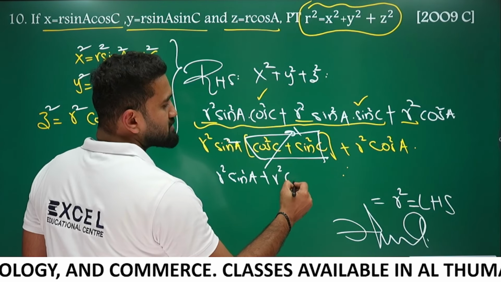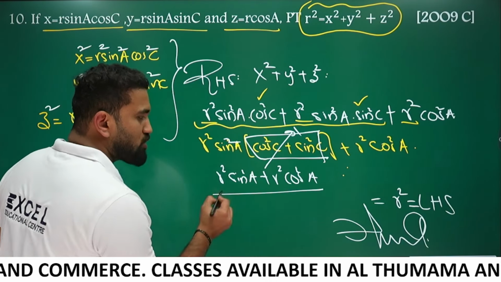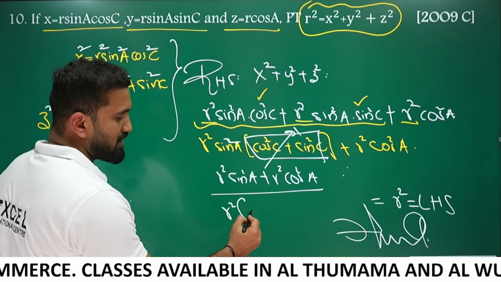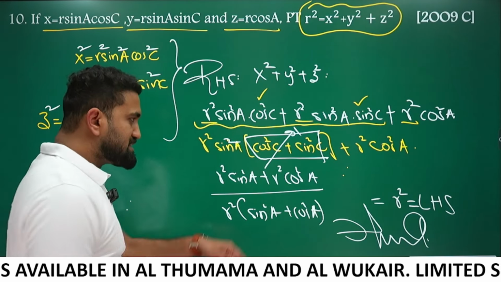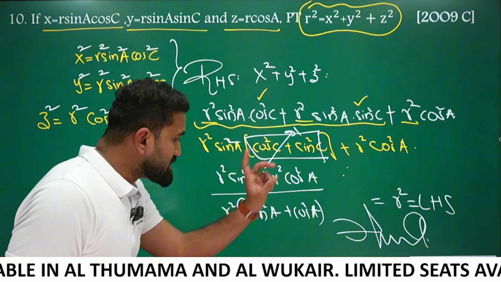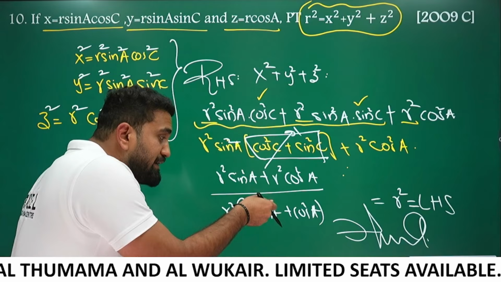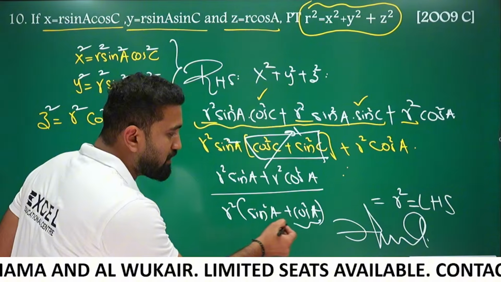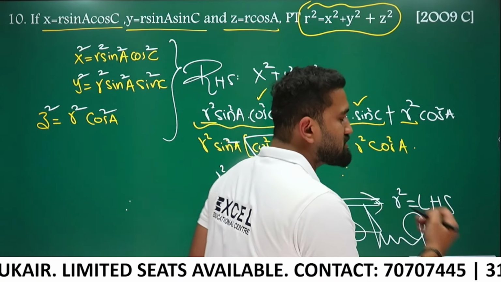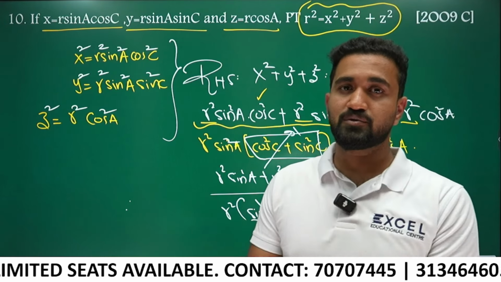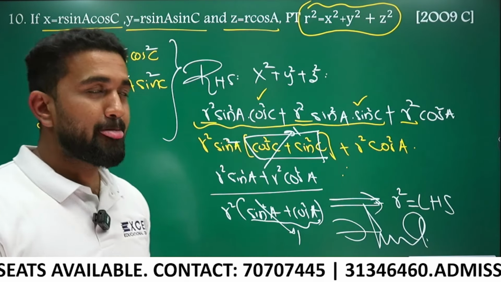Pending person, r square cos square A. Who is common here? R square. Sine square plus cos square. Once again, this is A, this must be A. If this is C, this must be C. If this is theta, this must be theta. So that this will become 1. 1 into r square. Yeah, you'll be getting the answer as r square, that is the required LHS, hence proved. Okay.